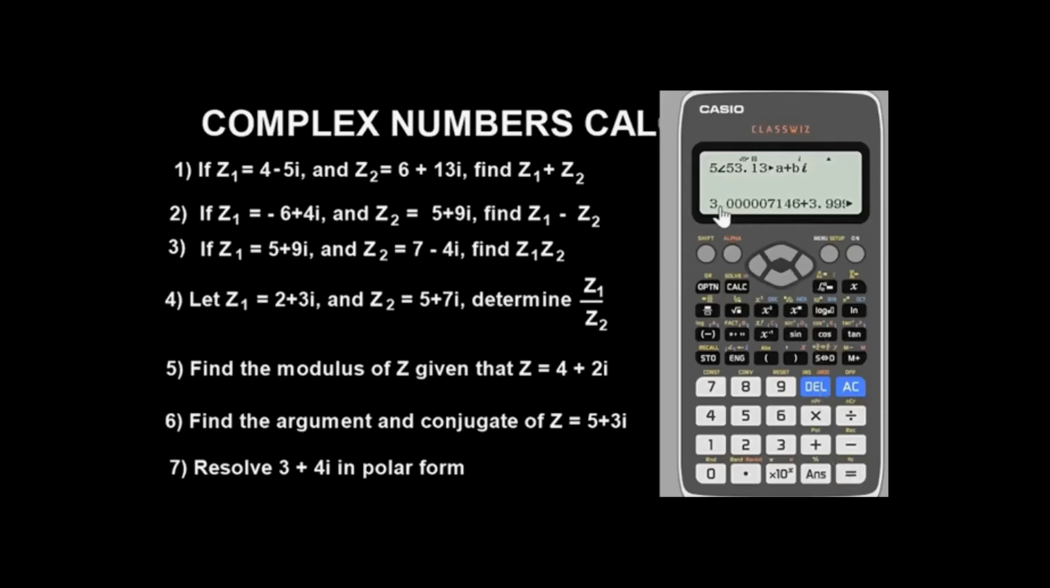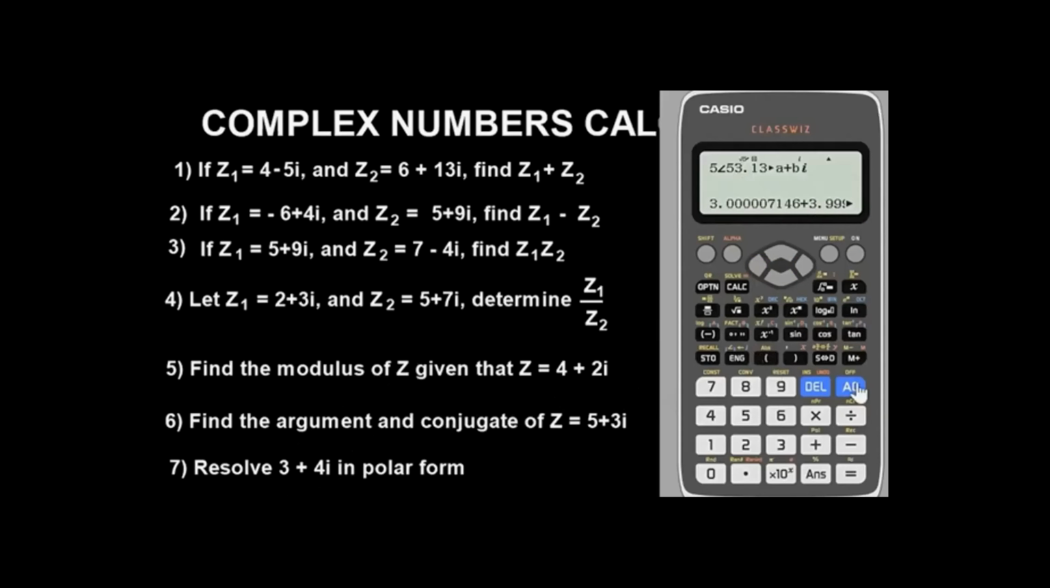Okay, let's convert this to rectangular form and see what we have. As you can see, we have it to be 3 plus, now if you approximate this 3.99, you get 4. If you move this cursor, you see i here. So this has converted from polar to rectangular: 3 plus 4i. It's as simple as that, guys.